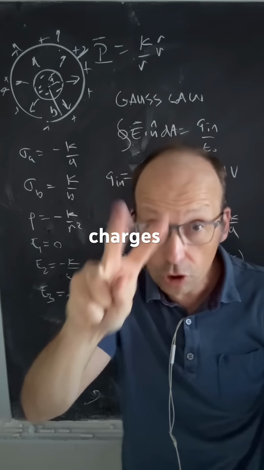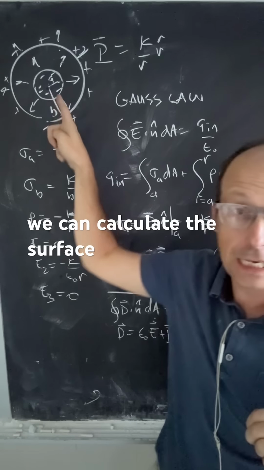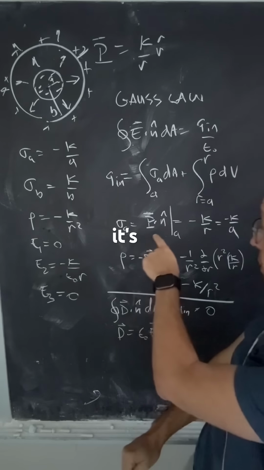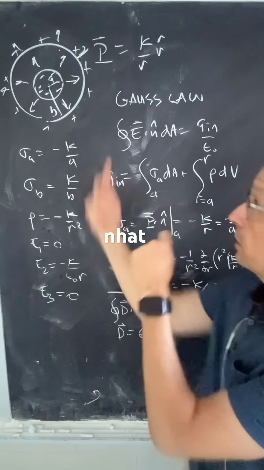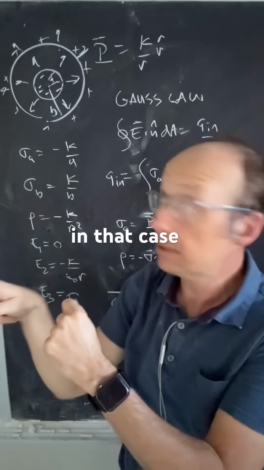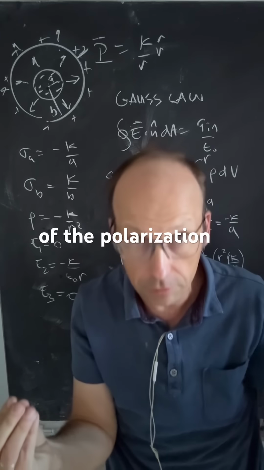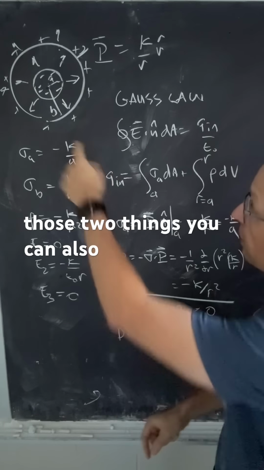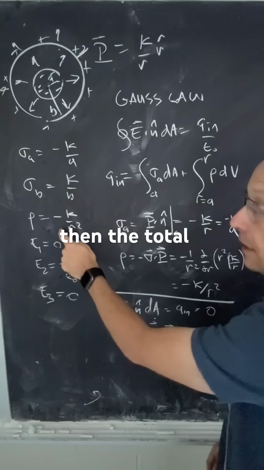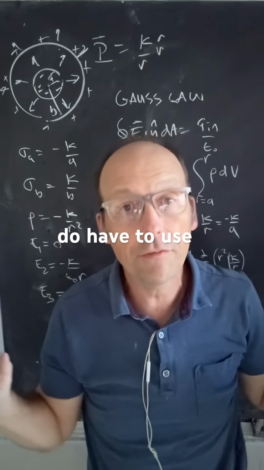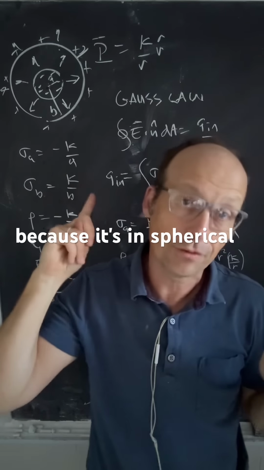There's actually two charges you need to consider. There's a surface charge density due to that polarization. We can calculate the surface charge density. It's just P, the polarization, dot n hat, which is pointing inward in that case. And then we have the volume charge density, which deals with the divergence of the polarization. So you can calculate those two things. You could also calculate the surface charge density on the inside, the outside, and then the total charge density. You do have to use spherical coordinates for the divergence.